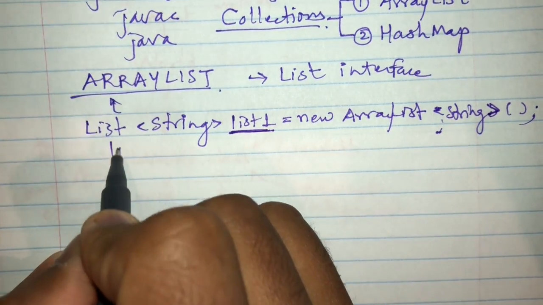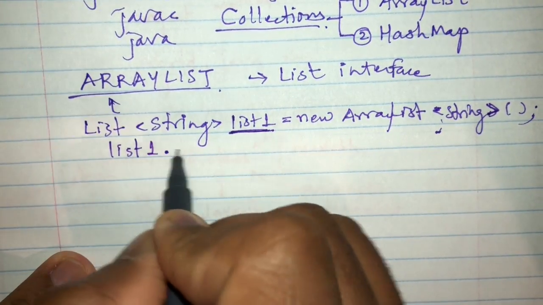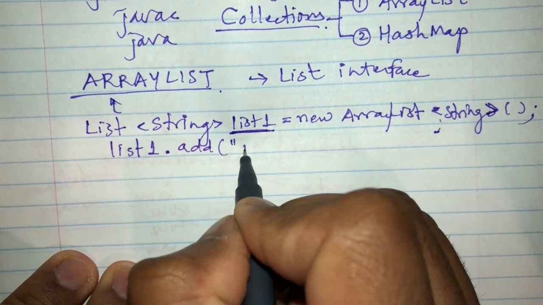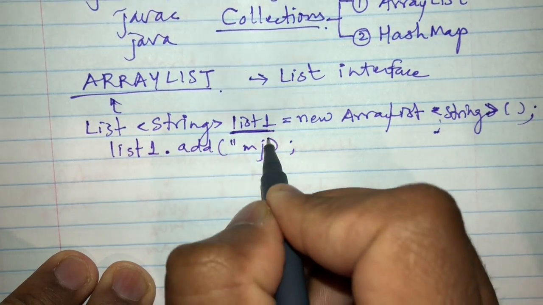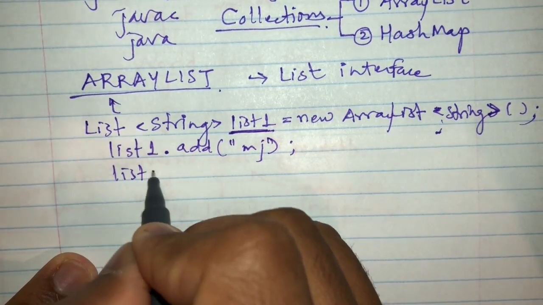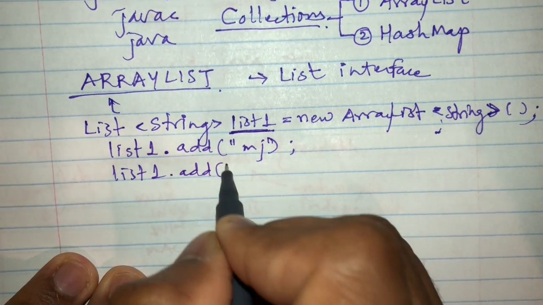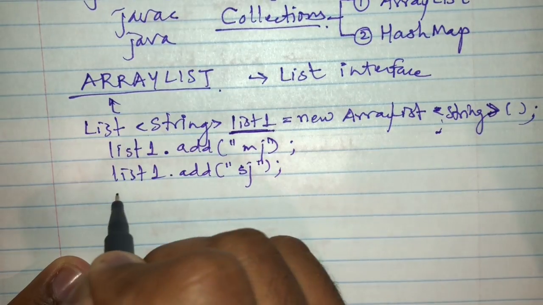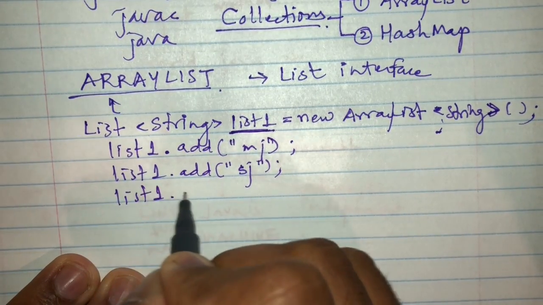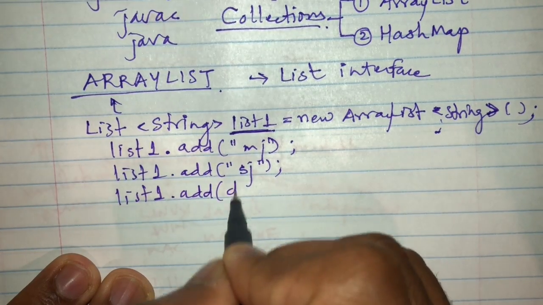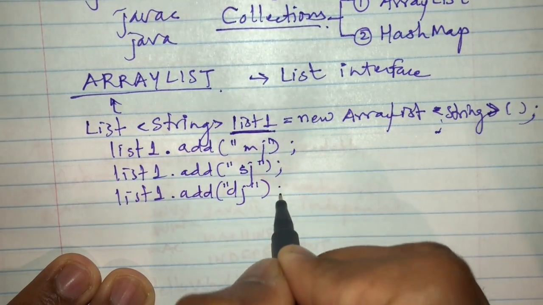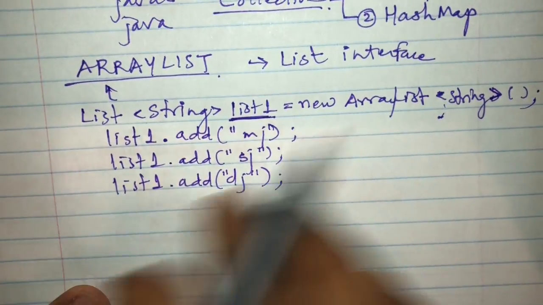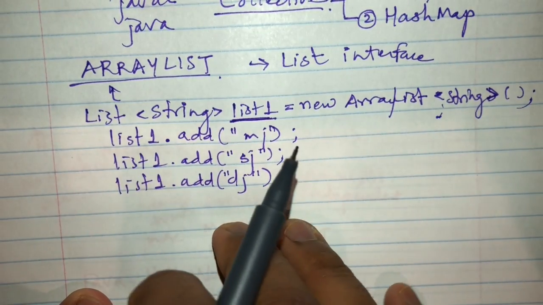Now the way you add elements to the list is there is an add method. So you can add the name, let's say, MJ. Then you can add one more name as TJ or SJ, and then you can add one more element as DJ, so on and so forth.